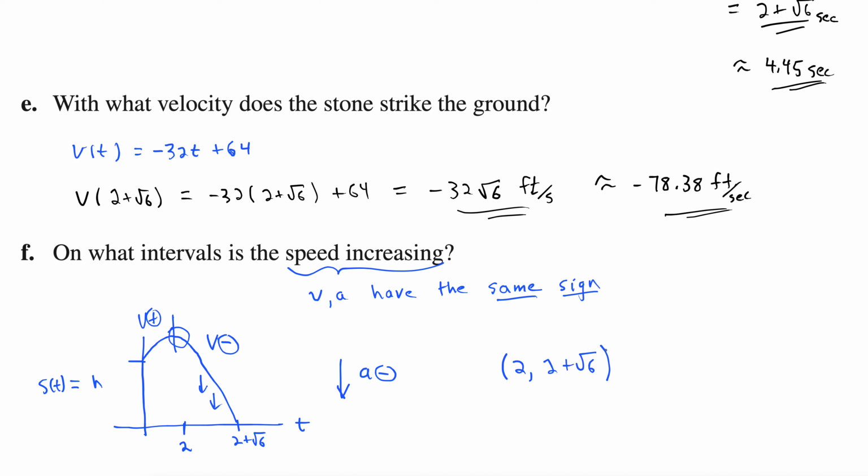And then here either would work. You could do a soft parenthesis or a hard bracket for this right endpoint, though on the left one it has to be a soft bracket because we don't want to include 2 because there the velocity is 0. So the speed, there's no speed at all right there. So we'll leave it as soft parentheses on both, but certainly a hard bracket on the right side would also be acceptable.